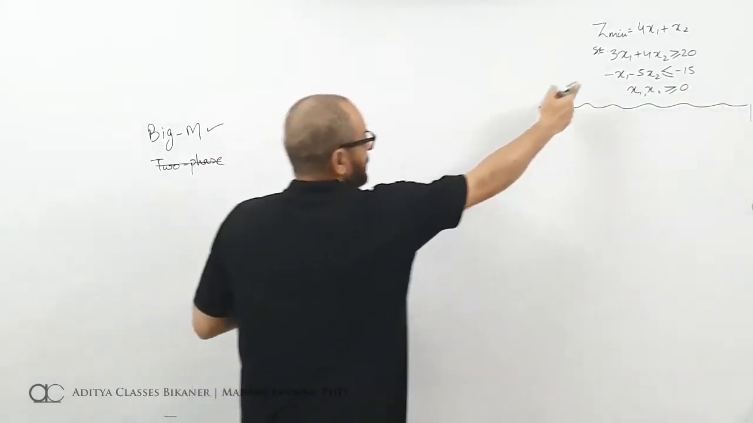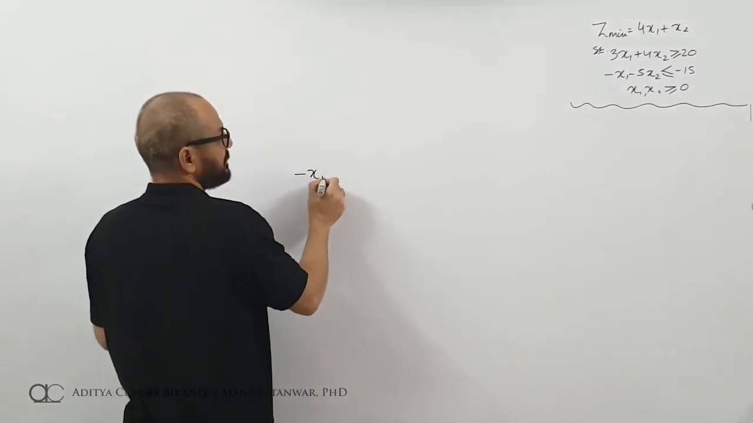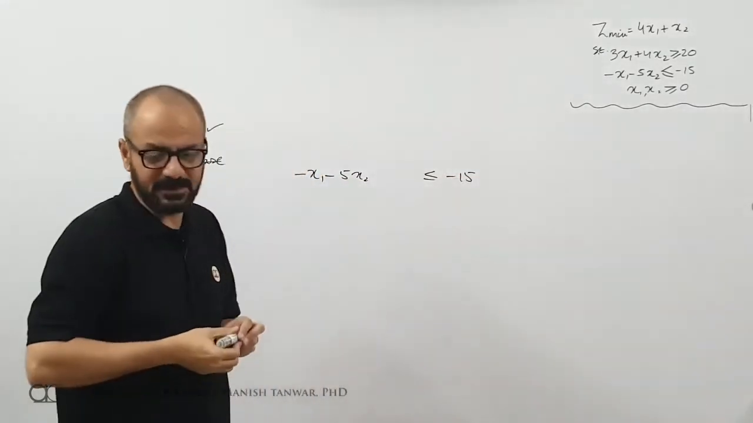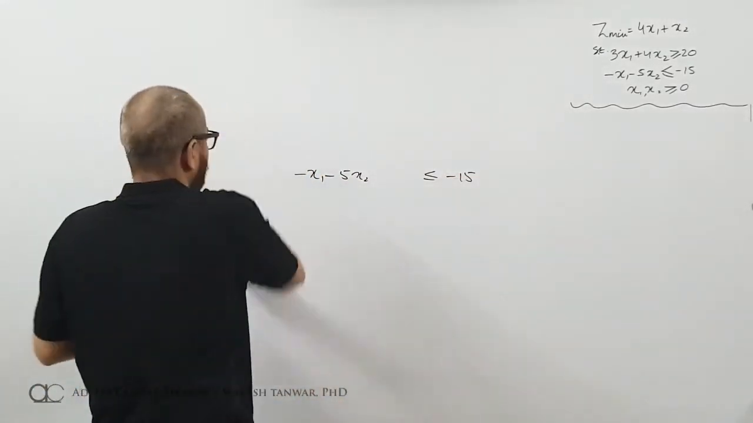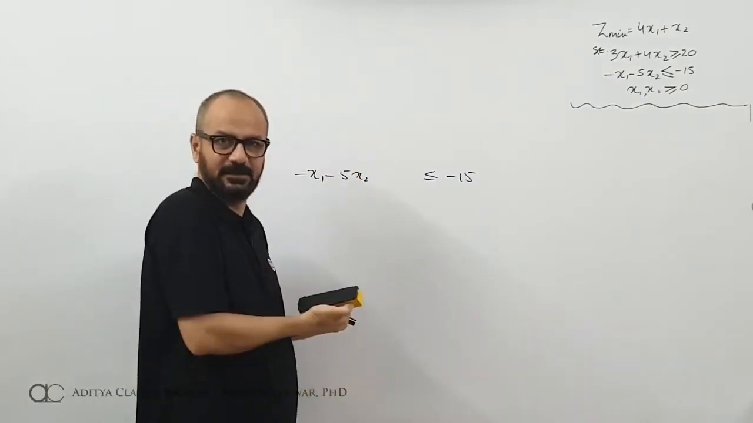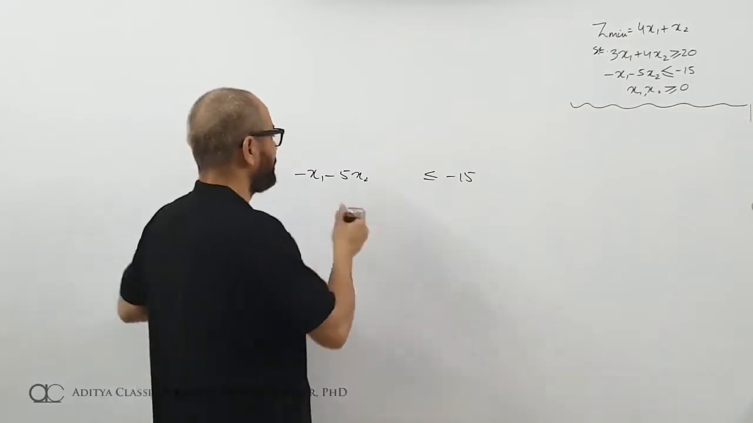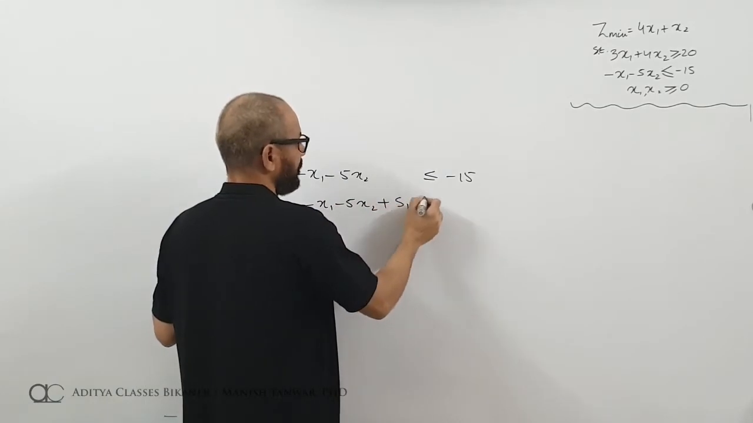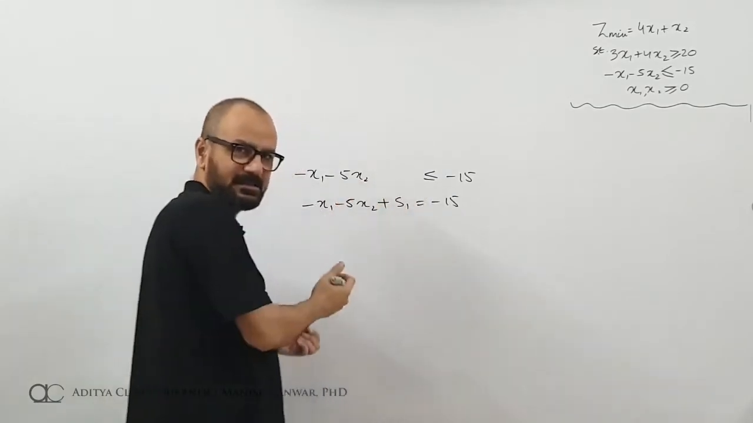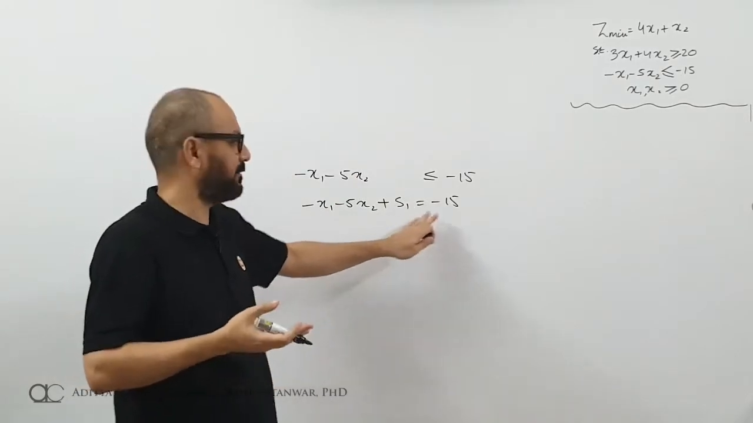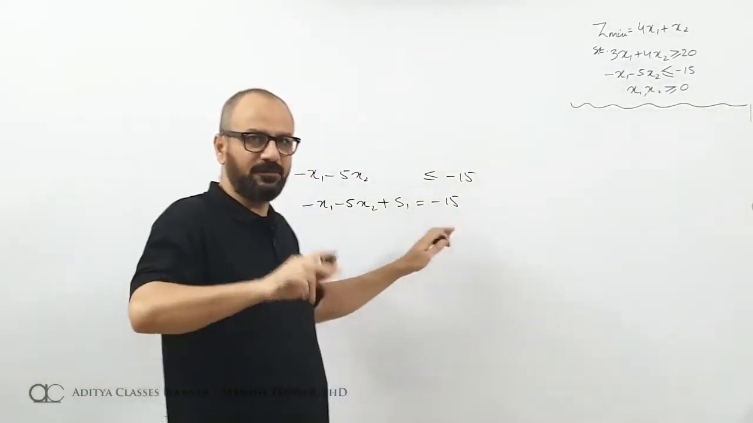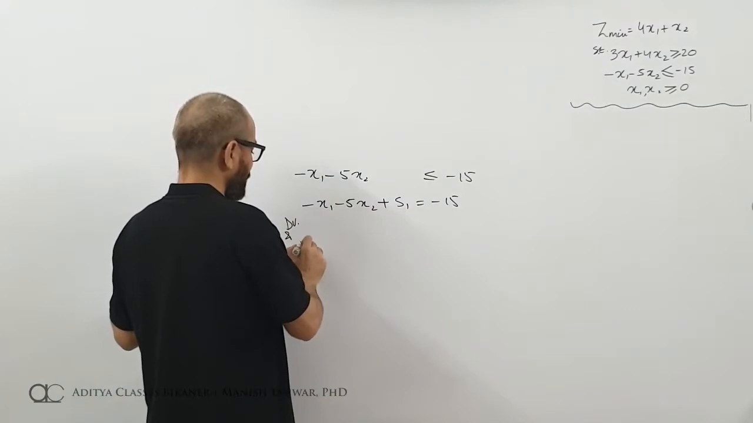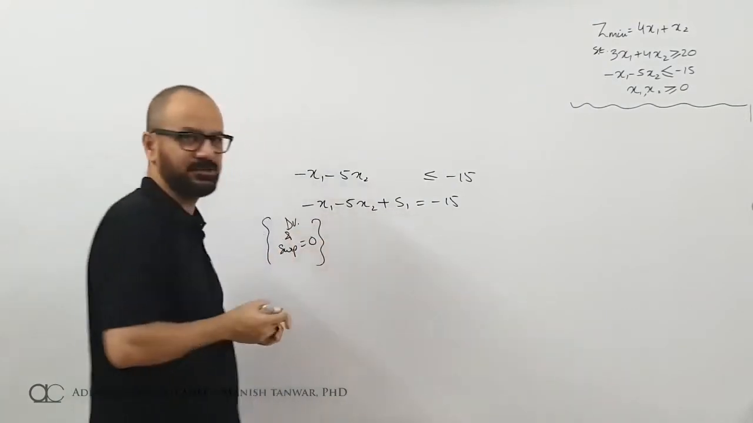Let us talk about this inequality first. This inequality says minus x1 minus 5x2 less than equal to minus 15. Now, if we say that the left hand side is less, then we'll add something so that it becomes equal. Now when we try to find out the IBFS, we'll put decision variables and surplus equal to 0. This is our condition.